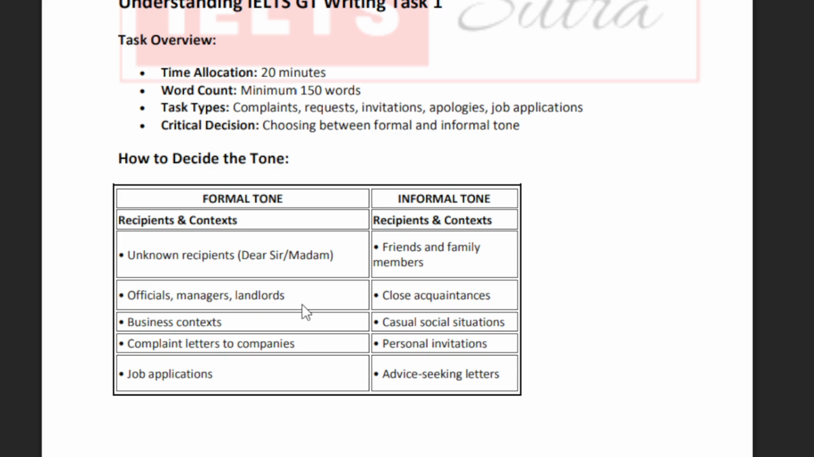In case of business contexts, for example any kind of job application, any kind of client meeting, you have to choose formal tone. For casual situations, for example, for inviting somebody over for your birthday, or to invite somebody for a get-together, you can choose informal tone. Similarly, most complaint letters are formal, whereas personal invitations are informal. Job applications are formal. On the other side, for letters like advice-seeking letters, when somebody is looking for your advice, we generally choose informal tone.